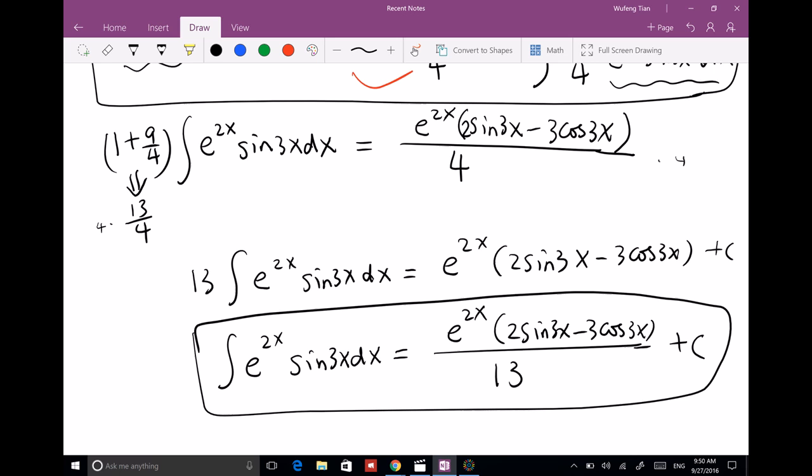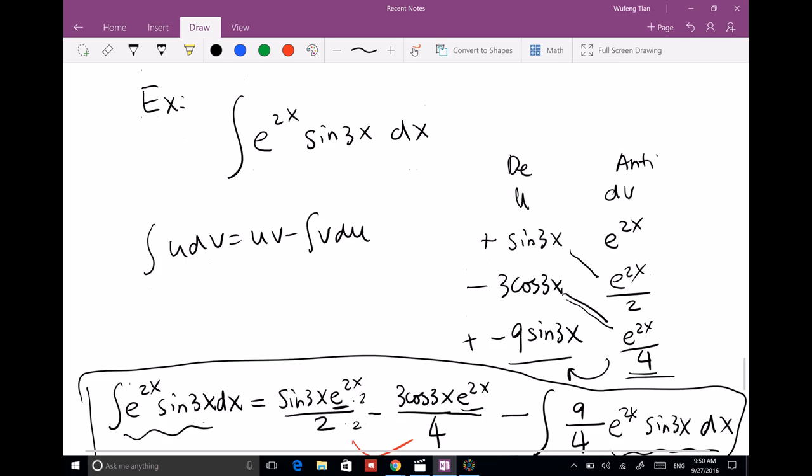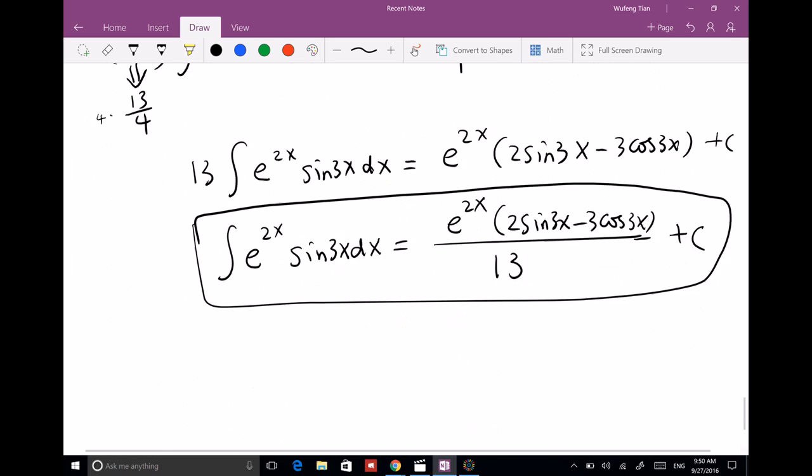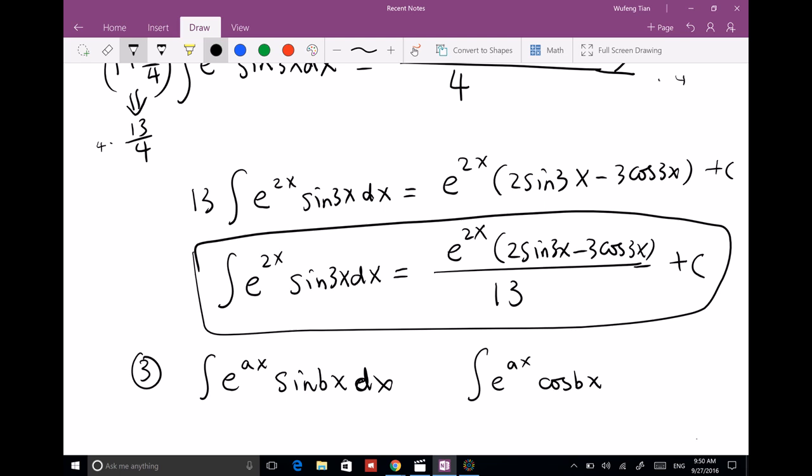Okay, so our last example should be the most difficult one, a little bit tricky, but the whole thing is not hard at all. So you can go back and review the last example again and try some homework. You have a lot of practice in your homework. Okay, so the third type of question is whenever you have e to ax sine bx dx. This is the last one we just got. Or e to ax cosine bx dx.